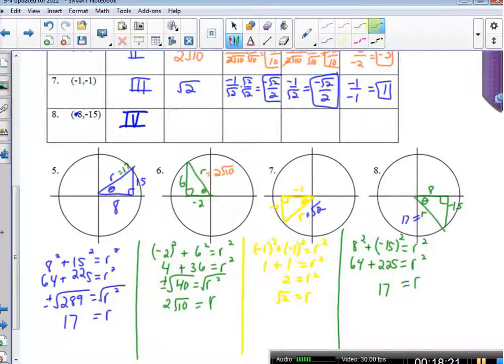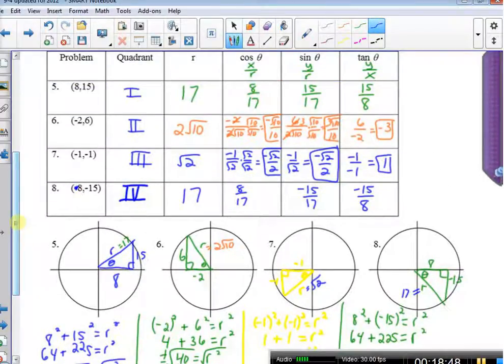So the radius is 17. Cosine is x over r, so that's 8 over 17, which is positive in quadrant 4. So cosine's positive there. Sine is y over r, negative 15 over 17, and tan is y over x, which is negative 15 over 8. So some of these are the same numbers, they just differ by the sign.